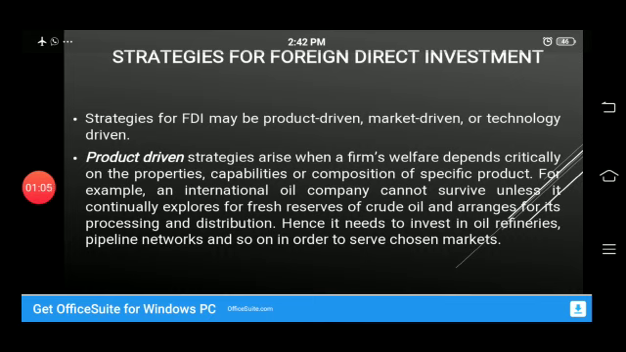Product driven strategies arise when a firm's welfare depends critically on the properties, capabilities, or composition of a specific product. For example, an international oil company cannot survive unless it continually explores for fresh reserves of crude oil and arranges for its processing and distribution. Hence, it needs to invest in oil refineries, pipelines, networks, and so on in order to serve chosen markets.